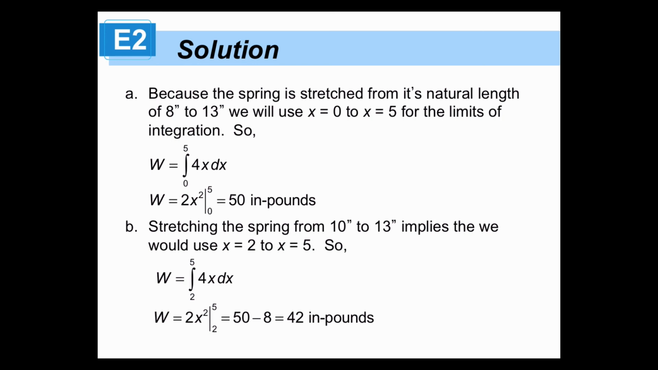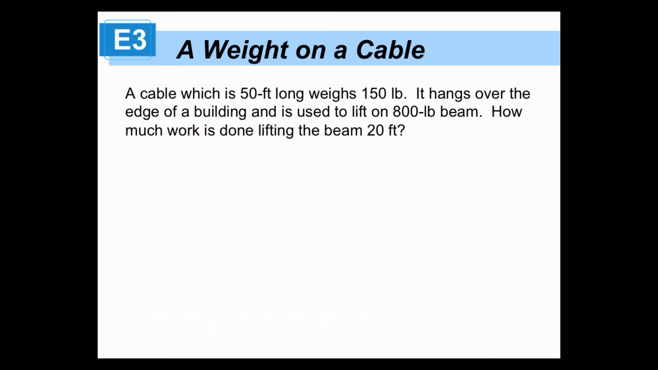Any questions? First type of problem, springs. Second type, more interesting. I've got an 800-pound beam. I don't know why I have an 800-pound beam, but I do. And it's hanging over the side of a building and I want to lift it up on top. The reason this becomes a variable force problem is because the weight of this cable changes as you pull the beam in. Initially, how much does the cable weigh? Thank you, 150 pounds. As I pull in some of the cable, the weight of the cable will reduce.